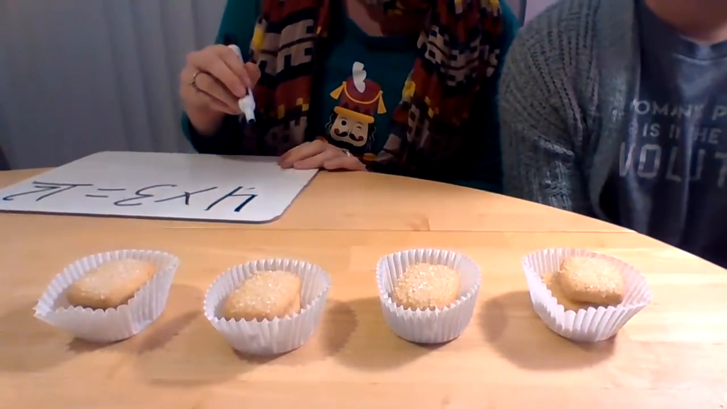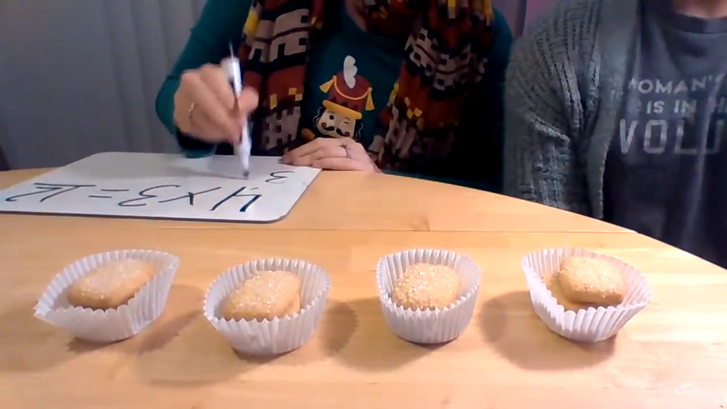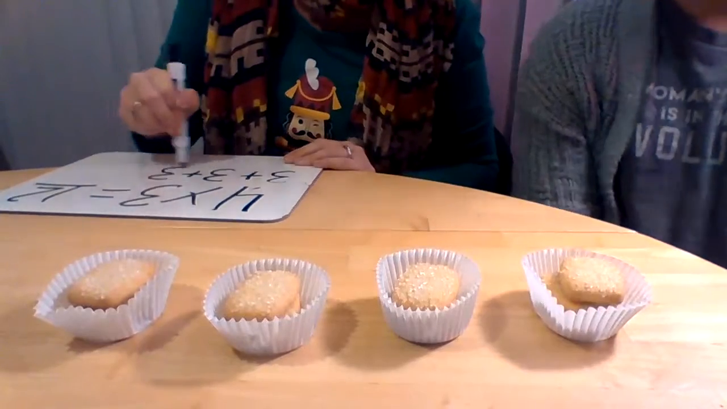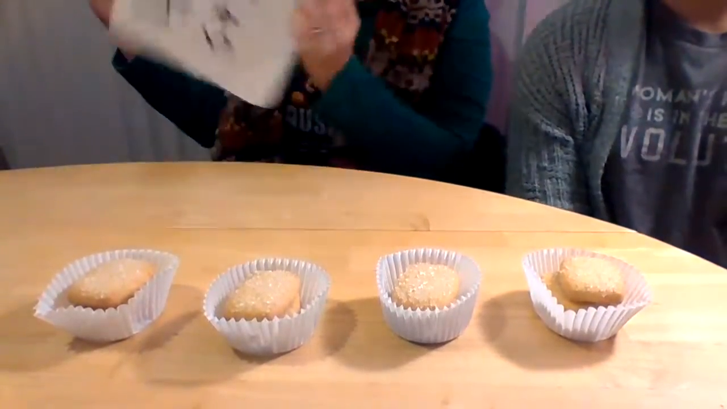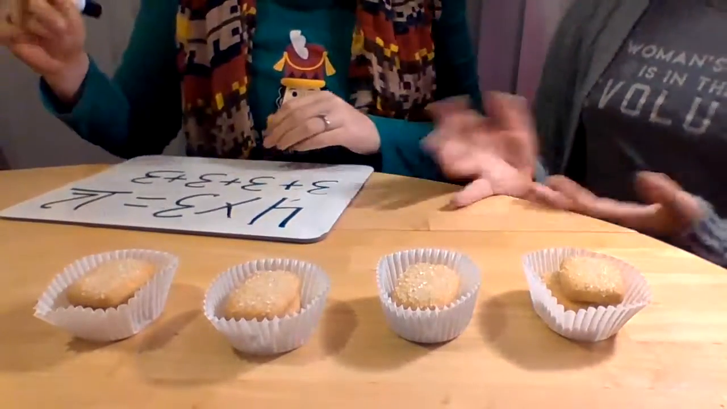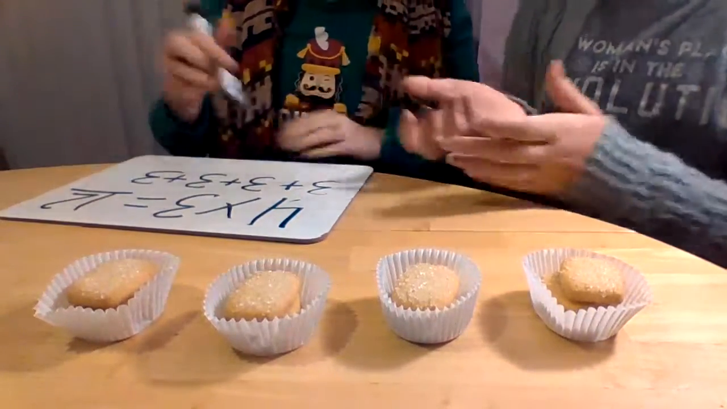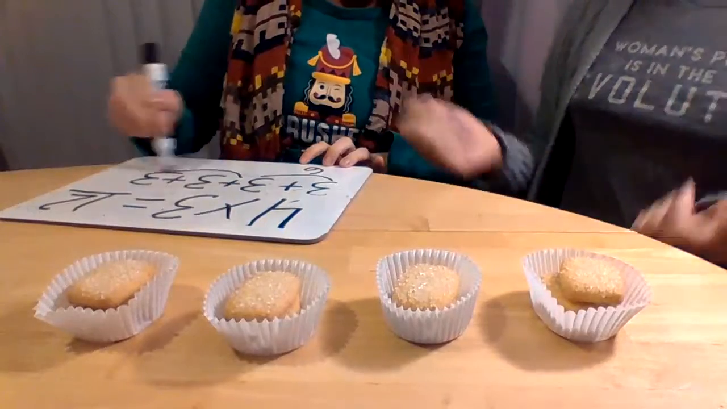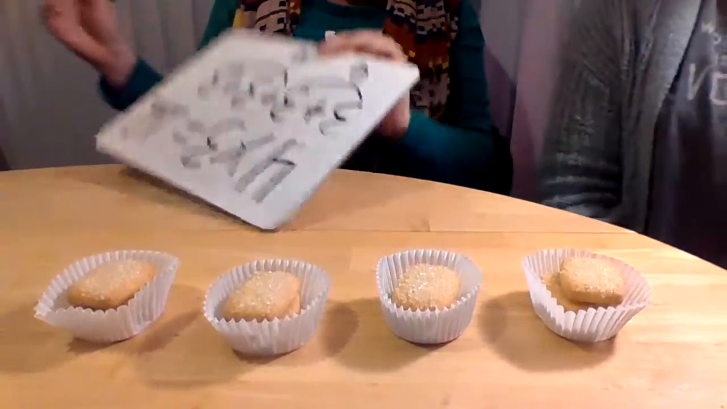And if I didn't know it, I could do repeated addition. 3 plus 3 plus 3 plus 3. And that also equals 12. And if it's still too confusing, you could do 3 plus 3, 6, and then you do 3 plus 3 again, 6, and 6 plus 6 equals 12.